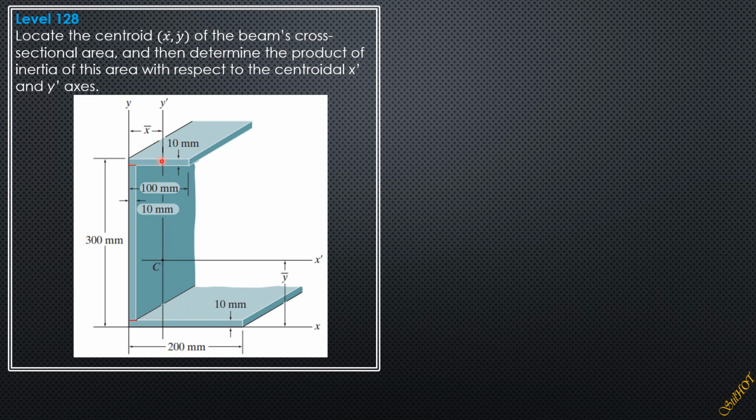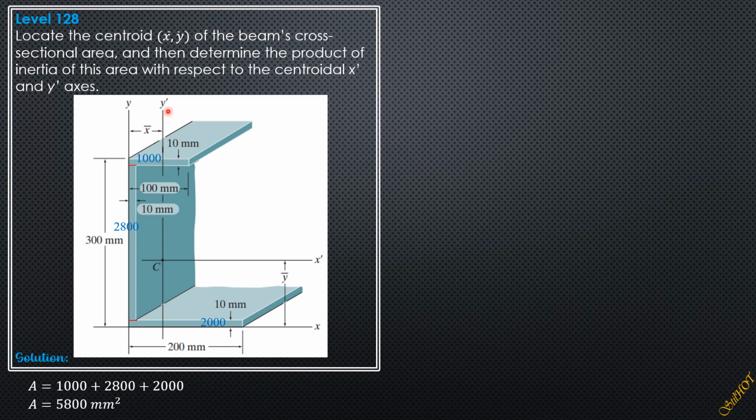So the area here is 10 mm by 100 mm, so 1000. So this is 300 minus 10, so 280 times 10, so 2800 area. Then this one is 200 by 10, so 2000. So for the solution, area is equal to 1000 plus 2800 plus 2000. Therefore, area is 5800 mm square.